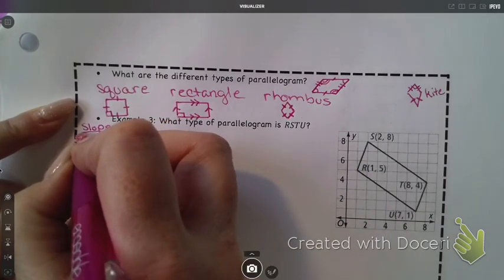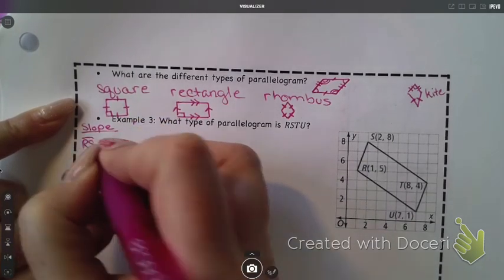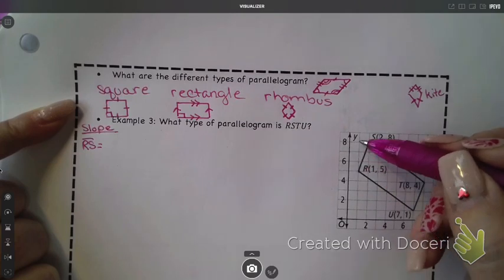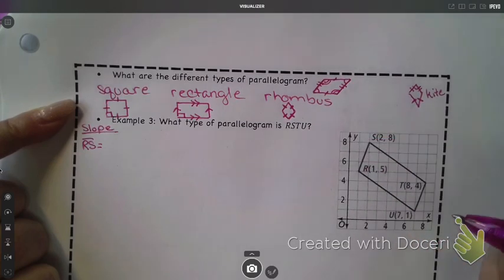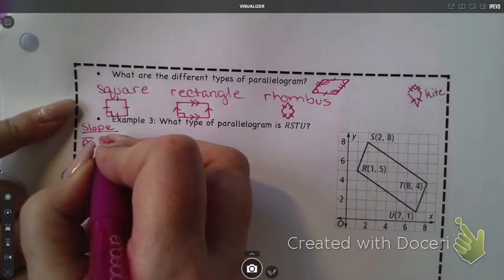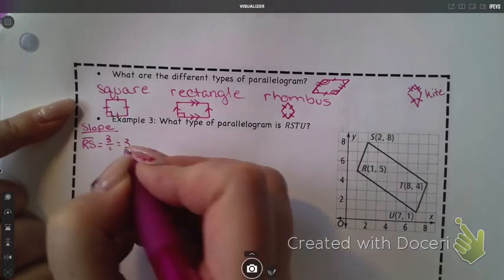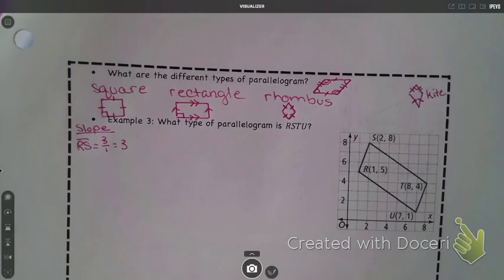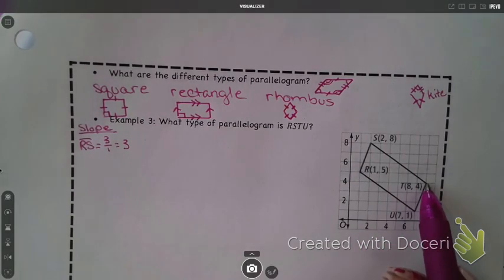So RS, sound good? What do you get for the slope of RS? 3/1, or just 3? Which one do you want to do next? RT? RT is the diagonal. RU. Okay, RU?